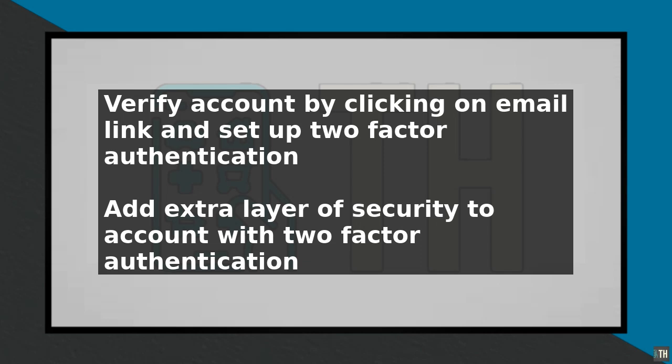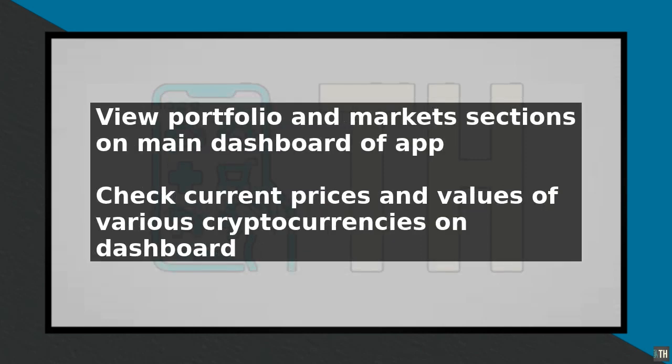To buy a cryptocurrency, click on the trade section and select the cryptocurrency you want to buy. Enter the amount you want to buy and click on the buy button. You can pay using various payment methods such as credit card, debit card, or bank transfer.